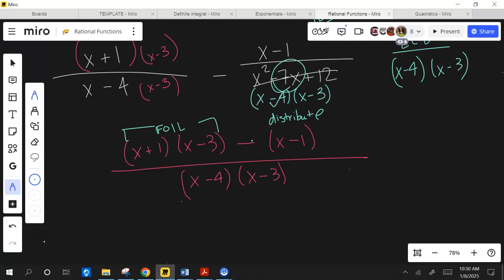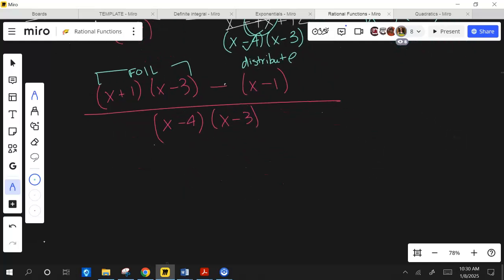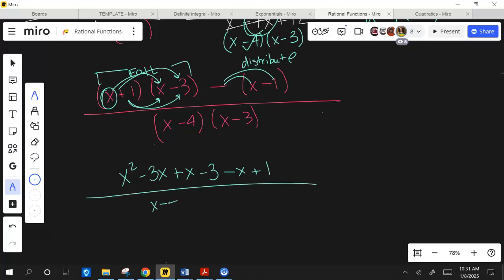We're going to do the same thing. All right, I'm going to FOIL first here, okay? Take the first term and distribute to everything in the second parentheses. So x times x is x squared, x times -3, 1 times x, 1 times -3. And I'm going to go ahead and distribute this minus. Minus x plus 1.